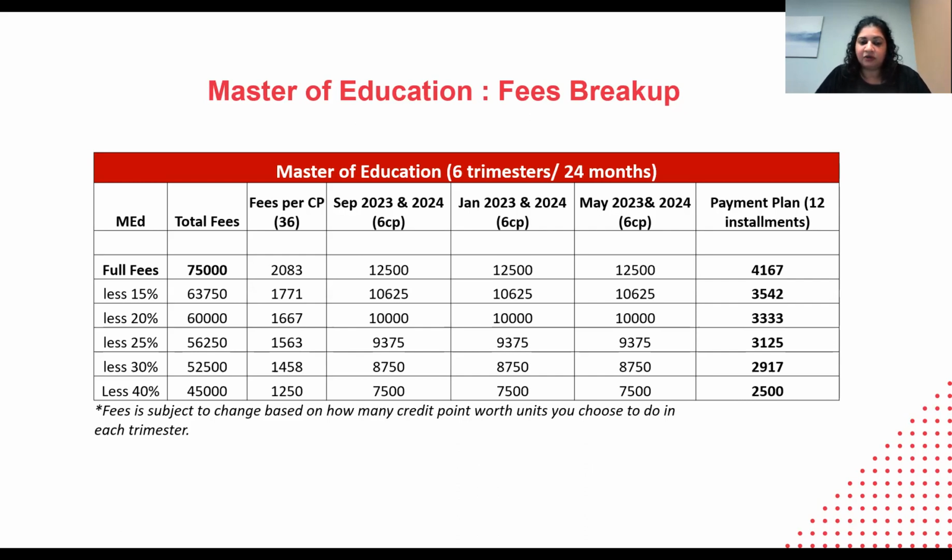So we offer a total of 6 installments per year or 12 installments for the full 2 years. So your payment would only be 4167 paid 6 times a year or 12 times in 2 years. Similarly, I have provided the breakup based on the scholarship that you achieve. Again, the amount that you're paying will depend on the units that you choose as well.